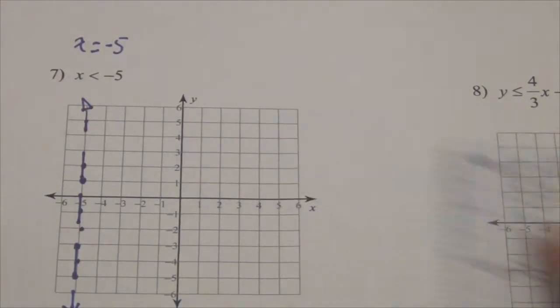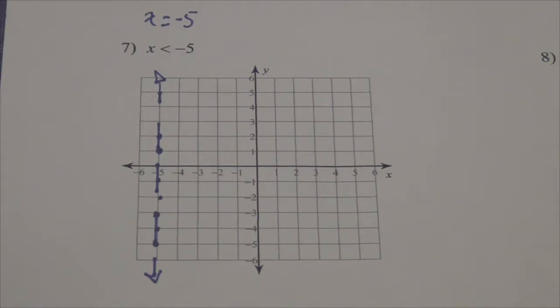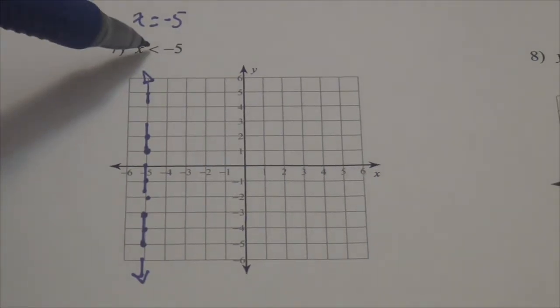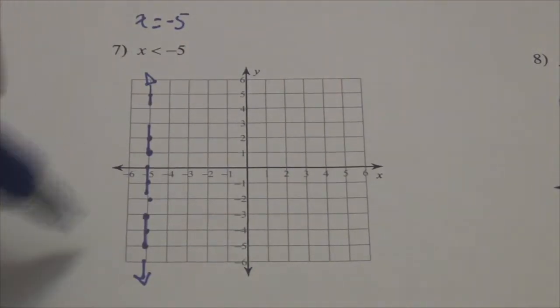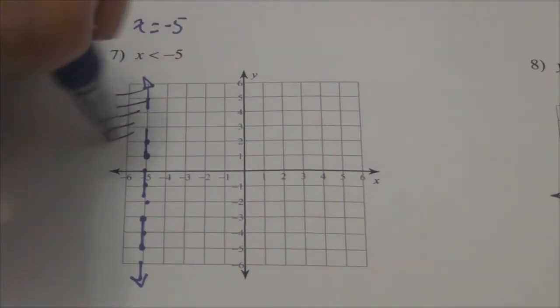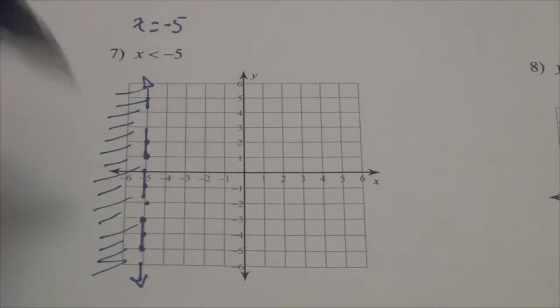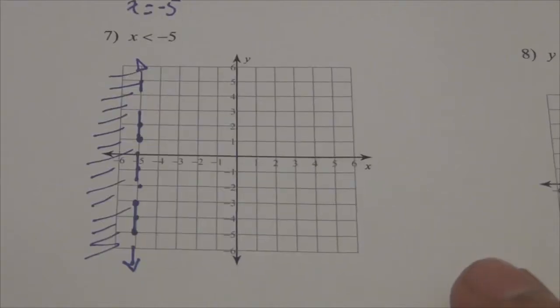Arrowheads. Okay. Now, where am I going to shade? Am I going to shade on the bigger numbers or on the lesser numbers? Exactly. I'm going to shade to the left. All right. So, that's it. Let's move on.